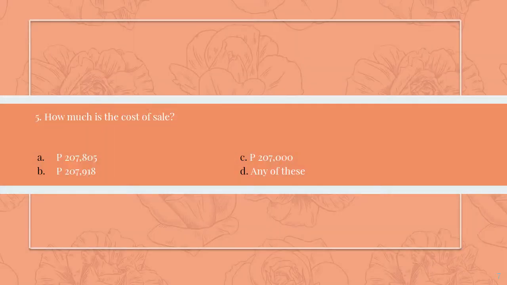Number 5. How much is the cost of sale? Letter A, 207,805 pesos. Letter B, 207,918 pesos. Letter C, 207,000 pesos. And letter D, any of these. The answer is letter B, 207,918 pesos.